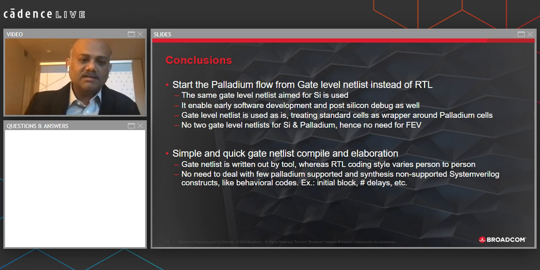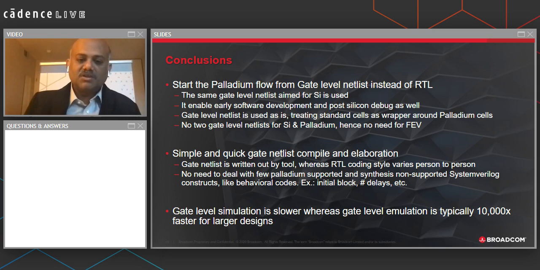Another good thing is if you start from the gate level netlist, it's a simple and quick gate netlist compilation and elaboration. The reason for that is the gate netlist is written out by a tool. So it could be your RC tool writing out your netlist, or your implementation tool writing out your netlist. Since the tool is writing out a netlist, obviously you won't find any syntax error, and everything is Palladium compatible. It is easy to compile, so it doesn't vary from person to person. So no need to deal with the few Palladium-supported and synthesis non-supported SystemVerilog constructs like behavioral code. For example, initial blocks or sharp delays are supported in Palladium, but not in synthesis. So you don't need to bother about all those things.